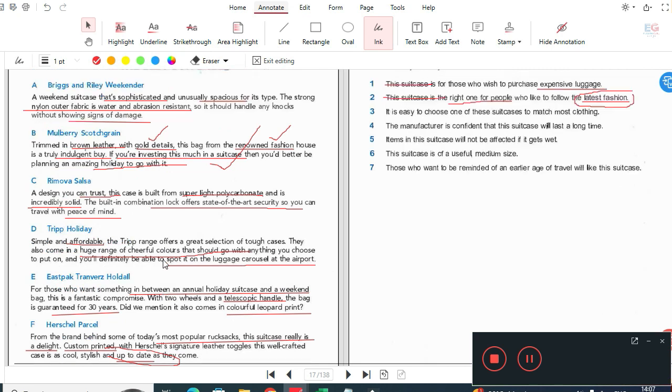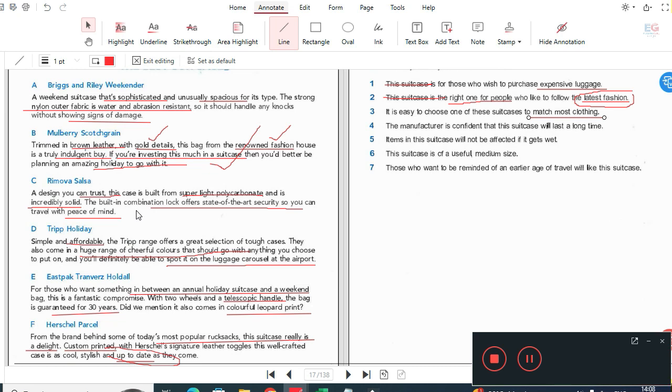If you want, I would like to do one more for you. Now let's read the third question. It is easy to choose one of these suitcases to match most clothing. Okay, match most clothing. We are searching for a suitcase, right? So in this, we can take the keyword as match most clothing, and let's read.